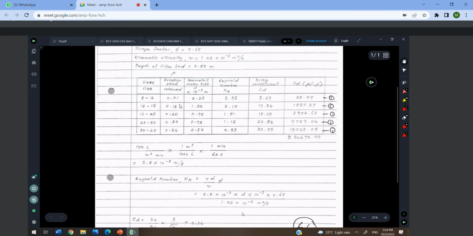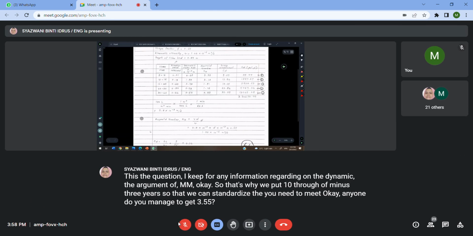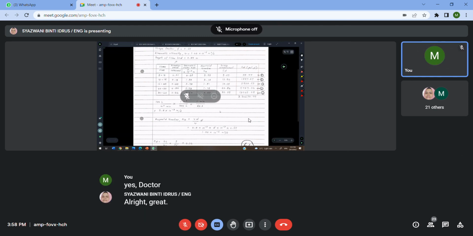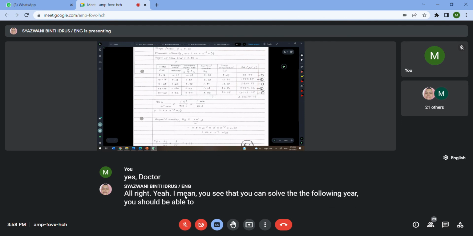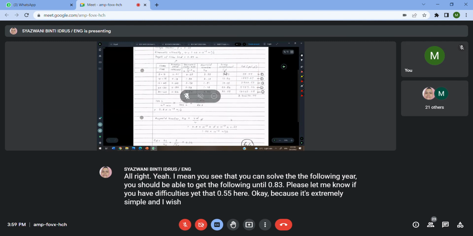Okay, did anyone manage to get 3.55? All right, great. You should be able to solve the following until 0.83. Please let me know if you have difficulties getting 3.55 here, because this is extremely simple, and I wish everyone to get full marks for these types of questions.